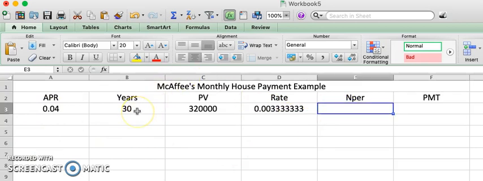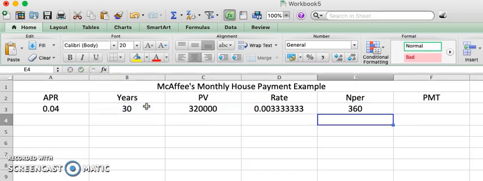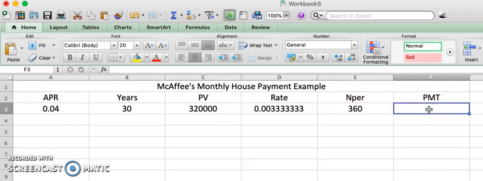And then same thing here. I know how many years I'm going to be paying for the house, but I need to know how many months. So we're going to hit equals, take the number of years, and this time multiply by 12, and then that'll give us the number of months. And then the cool part.